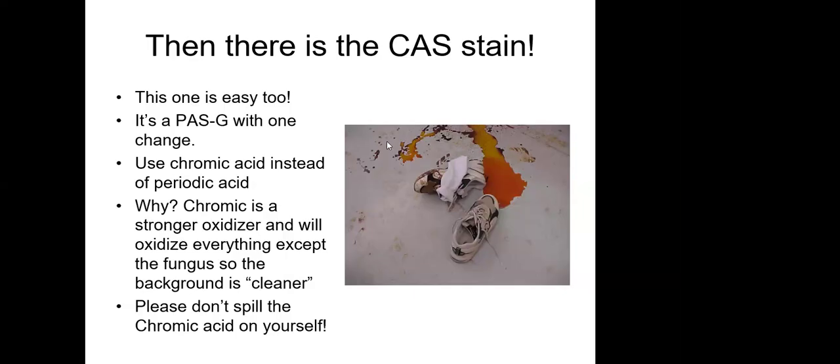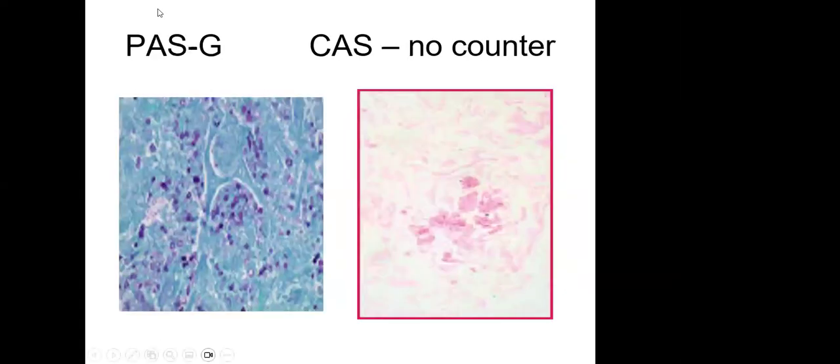This is a true picture from the old lab on campus over in building 16, sorry, of one of my students who dropped chromic acid on the floor, and this was the mess we had to clean up. Just saying. All right. So you're going to run it just like a PAS with one exception, and that would be chromic acid instead of periodic acid.